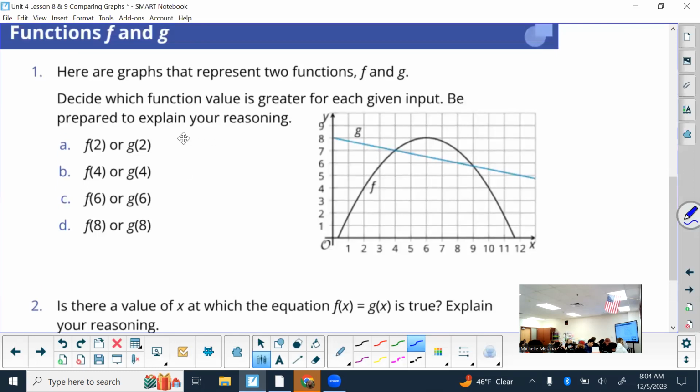So table 8, is F of 2 or G of 2 greater? Okay, G of 2. Class, agree, disagree? So look at where the input is 2. G is the line, it's higher than where it hits for the F. So yes, that's true. Table 1, is F of 4 or G of 4 greater?